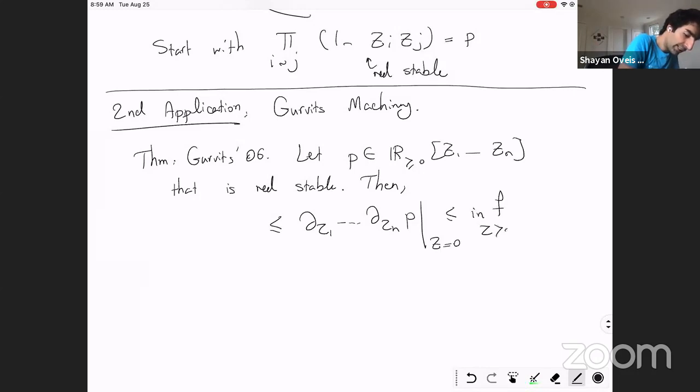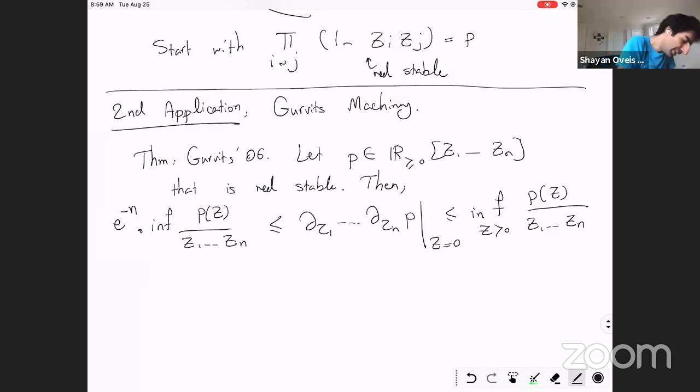The infimum over positive z of P(z) over z1 up to zn, and e to the minus n times the infimum of P(z) over z1 up to zn. So up to this error, you can approximate this quantity in the middle by this infimum. Okay, so let me try to parse it for you.